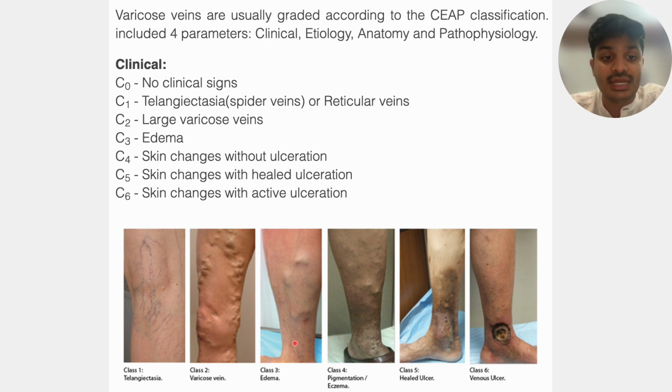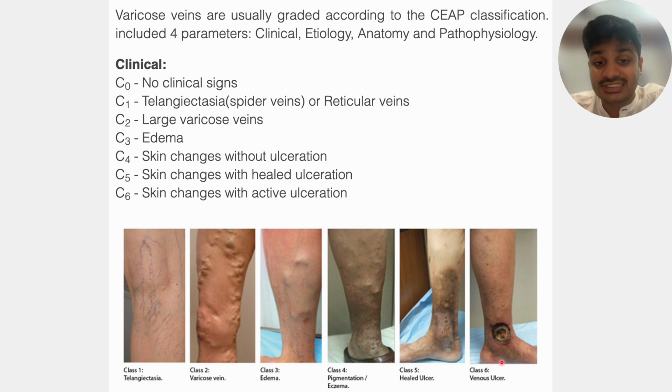C3 is the moment you see edema. And C4 is skin changes over here. You can see skin darkening and these dark spots over here. So these are skin changes that come under class 4. And class 5 is a venous ulcer that has healed on its own.